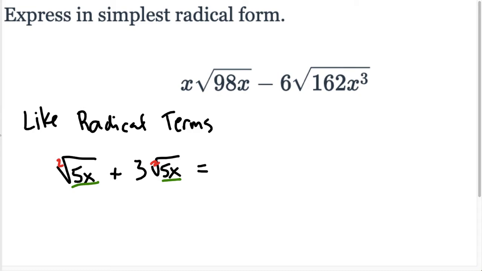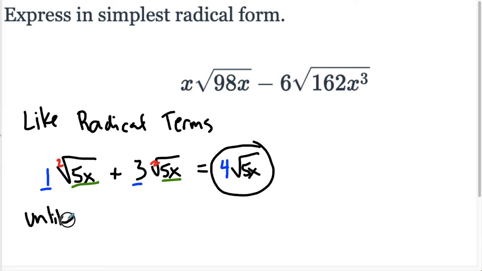So when they are like, you can add the coefficients. The coefficient of the first term is 1, the coefficient of the second term is 3, so therefore there are 4 of these square roots of 5x. All right, so that would be your final answer. Unlike radical terms cannot be combined.